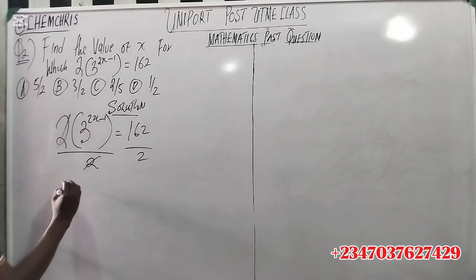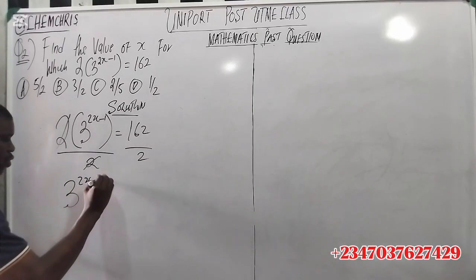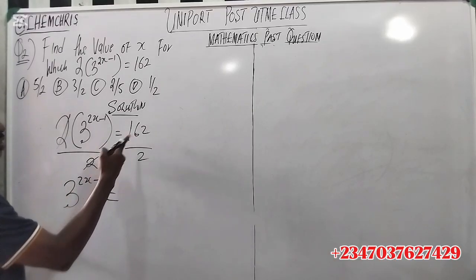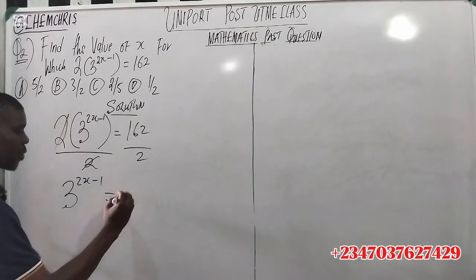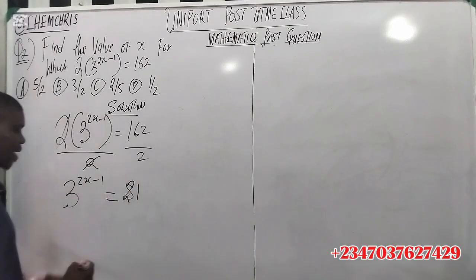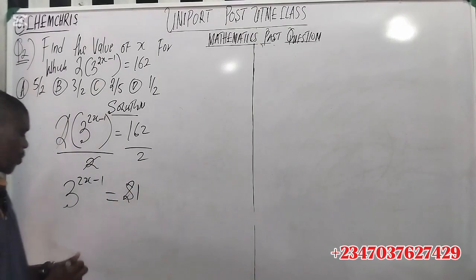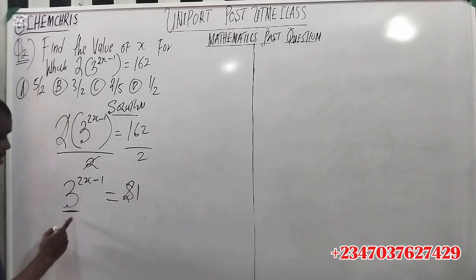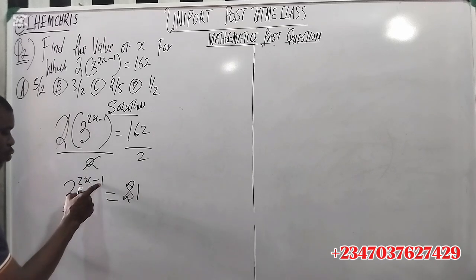So what you have now is 3 to the power 2x minus 1 equals 162 divided by 2, which is 81. Now, here the base is 3, and the index is 2x minus 1.